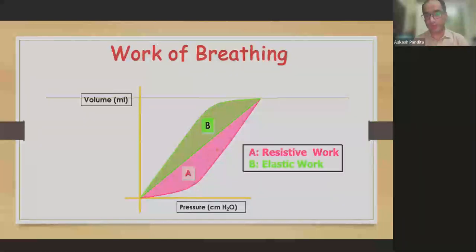It also tells us about the work of breathing. The pink shows us the resistive work, which is because of the inherent resistance of the lung. And the one in the green shows us the elastic work. Together, this area gives us the work of breathing.